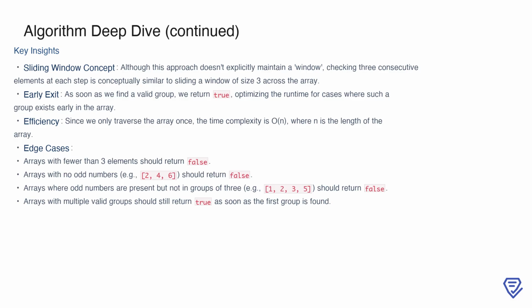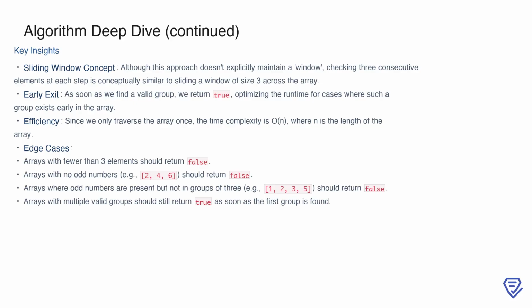This algorithm is built on a few key insights. First, even though we don't explicitly maintain a sliding window, the process of checking 3 consecutive elements at each step mirrors the concept of sliding a window of size 3 across the array. Second, the early exit optimization significantly improves performance in cases where a valid group is found early in the array. The algorithm's efficiency is evident in its time complexity of O(n), as we only traverse the array once. Additionally, the space complexity remains O(1), because we don't use any extra data structures.